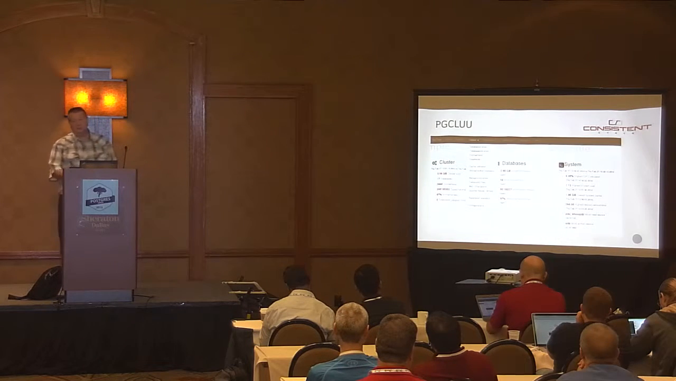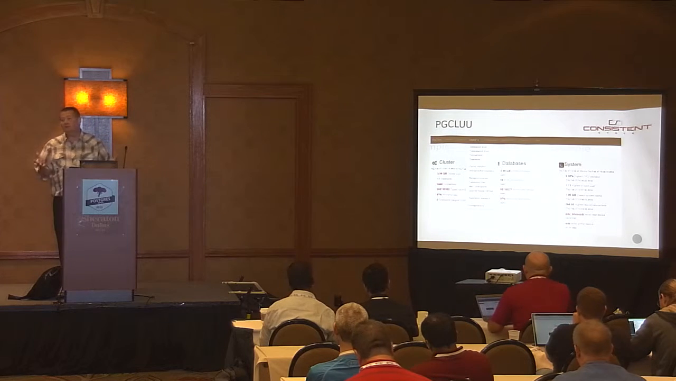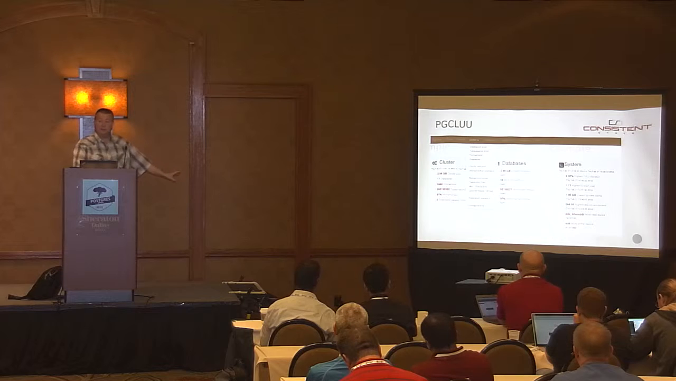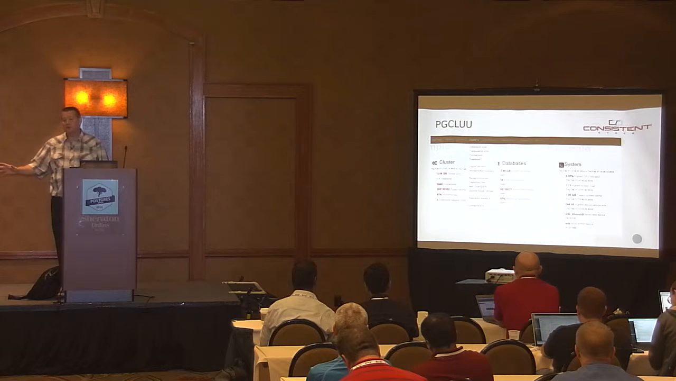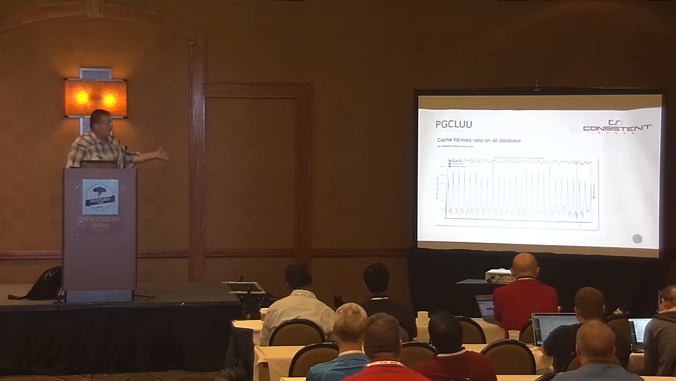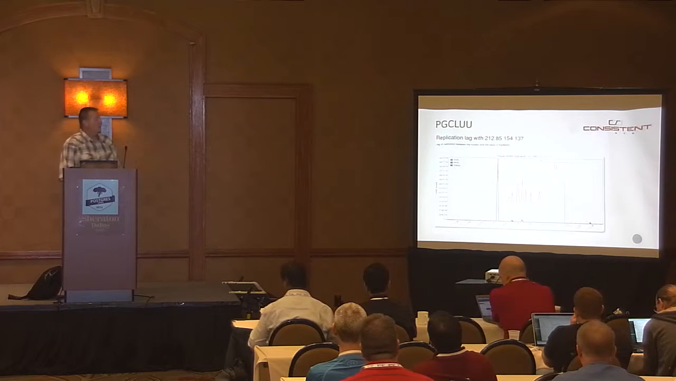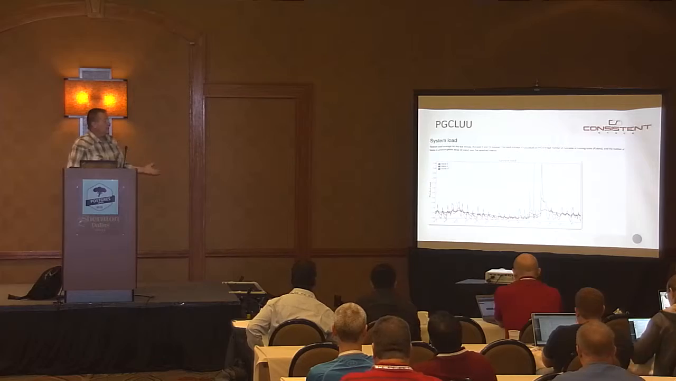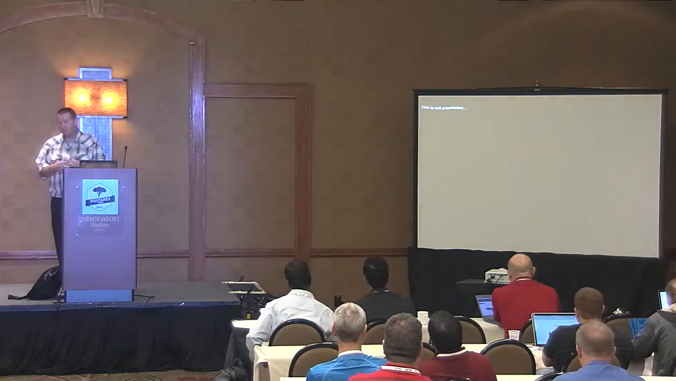And there's also a tool called PG Clue, which does a lot of what I've been talking about in a GUI format. There's a collector component, and then there's a report builder component. So it's always trailing indicators, but it will show us our hit ratios, the background writer stats, replication lag, system load, so on and so forth.